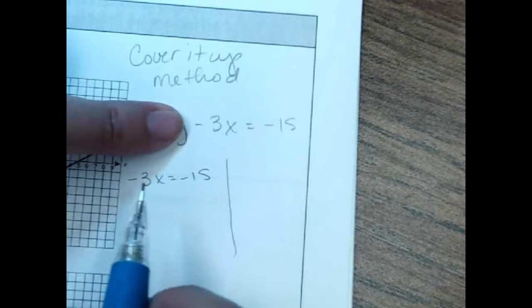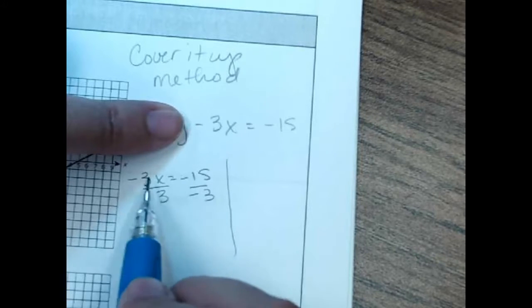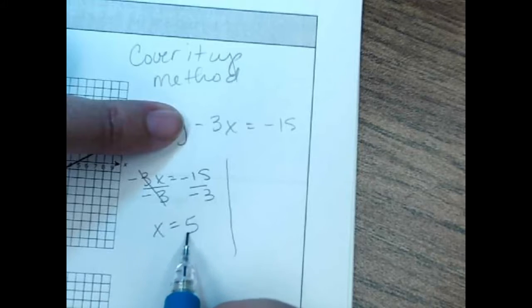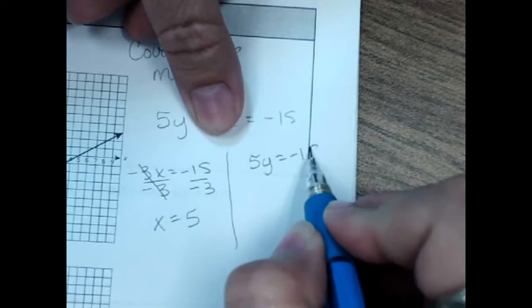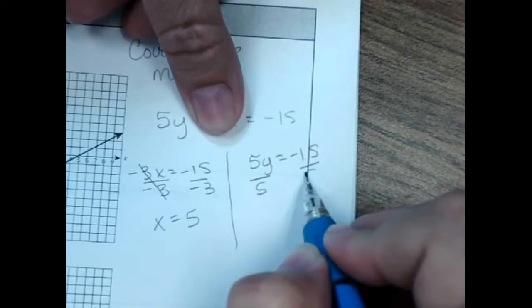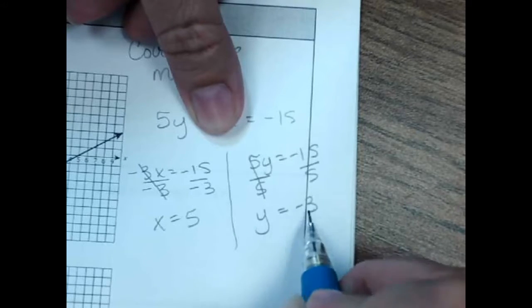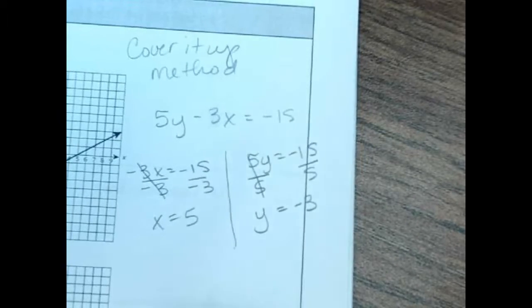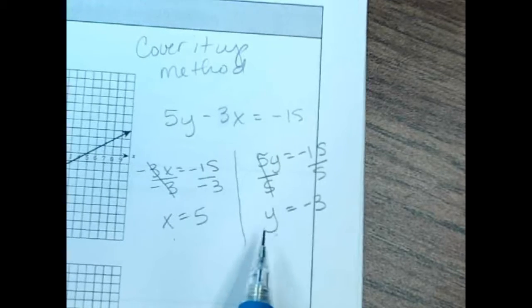You could probably do this in your head or on your calculator. Negative 15 divided by negative 3, x equals 5. Then I cover up the other part, this part right here, and I have 5y equals negative 15. Divided by 5. Again, you could probably do this in your head or in your calculator, and I get y equals negative 3. What we found is that this is where it's crossing the x-axis, and this is where it's crossing the y-axis.